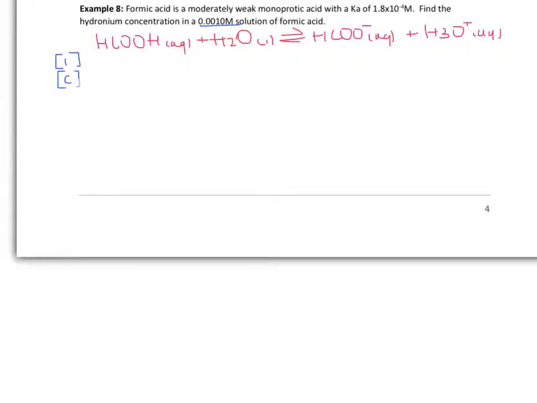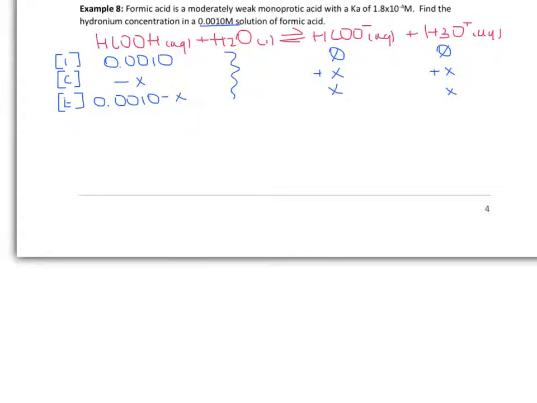So we will set up our ICE table. Water, of course, not included. Initial concentration 0.0010. We always start off with no products. We lose reactants, we gain products, and the equilibrium line is the first two put together. Hopefully by now, the ICE table is second nature to you.